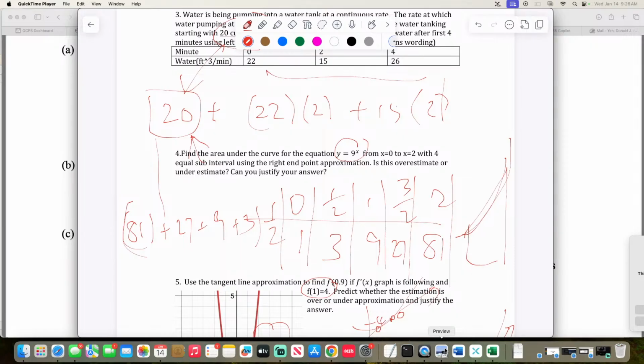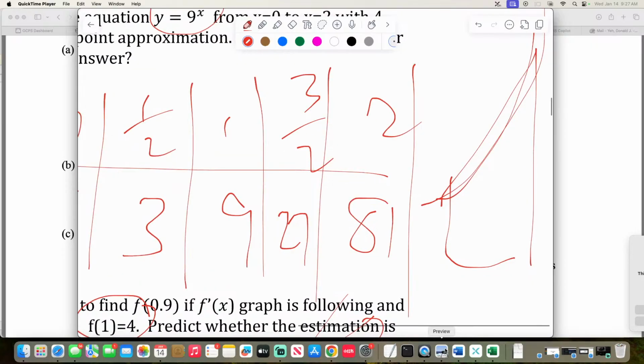I can also ask you about the trapezoid rule, whether the trapezoid is over or under. It's over, right? Because if I draw a trapezoid, it's over. So if today I ask you about the trapezoid rule, it's going to be an overestimate. Does that make sense?